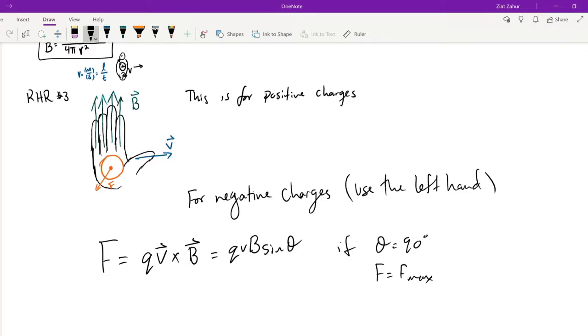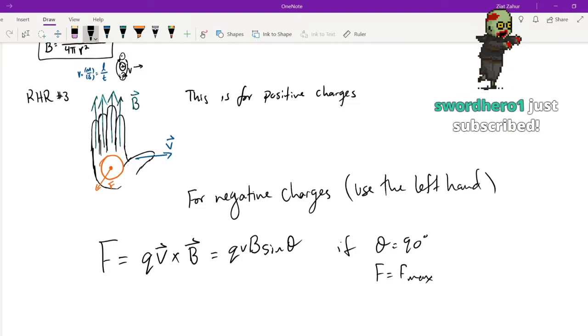All right, so number 3 is just like number 2, really. It's just that instead of having a full wire that is experiencing the force, we're just looking at one small particle, one charge. We replace the current with velocity.